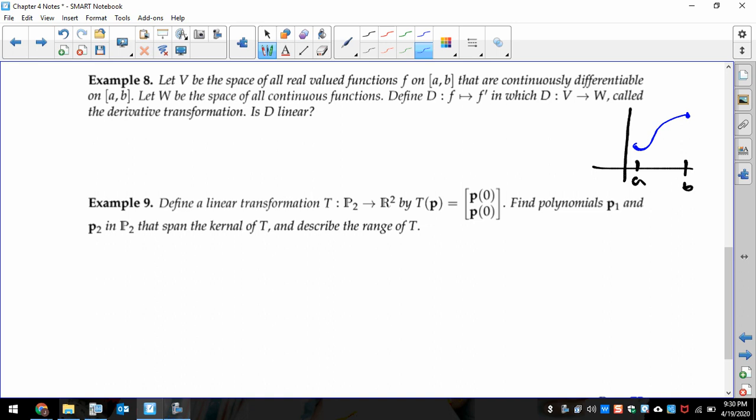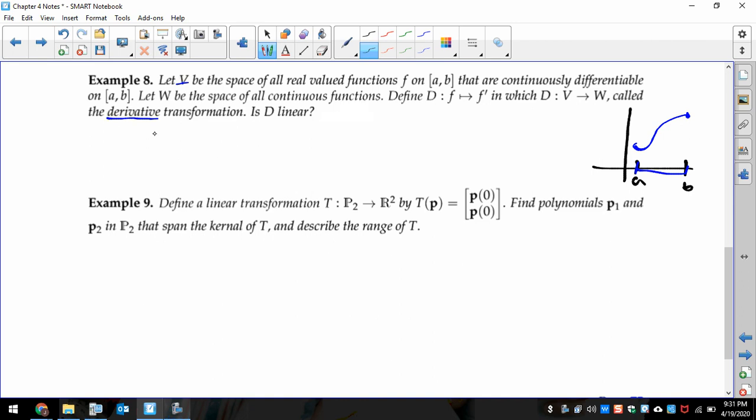So let W be the space of all continuous functions. Okay, so W is a larger space. V is restricted just to this small segment of the real line. And W is not restricted at all. It has functions defined for all real values. Then they say define D, some mapping, a transformation from the function space V to W. It's defined by going from f to f prime, which we call the derivative transformation. And yes, it's just the regular derivative.